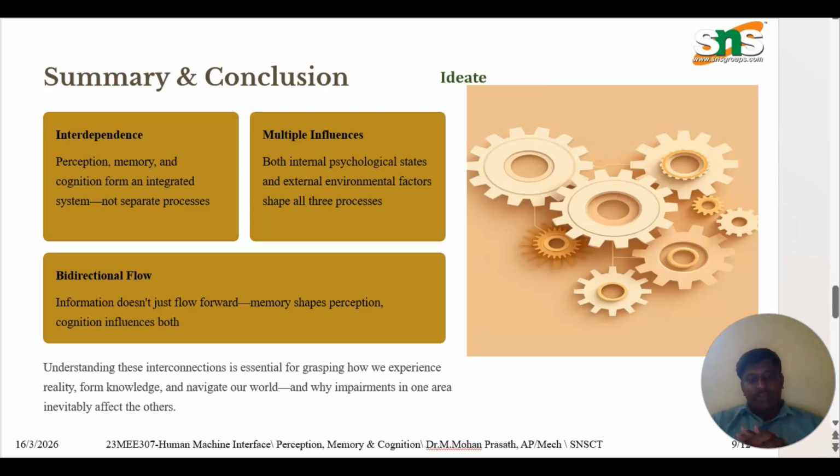Finally, we come to the summary and the conclusion. The three systems of the HMI, such as perception, memory, and cognition, form an integrated system, not separate processes. The factors which influence perception, memory, and cognition are both external and internal psychological factors. Next, it is a bidirectional flow. It is not a forward-only flow. The memory shapes perception, and cognition integrates both memory and perception.